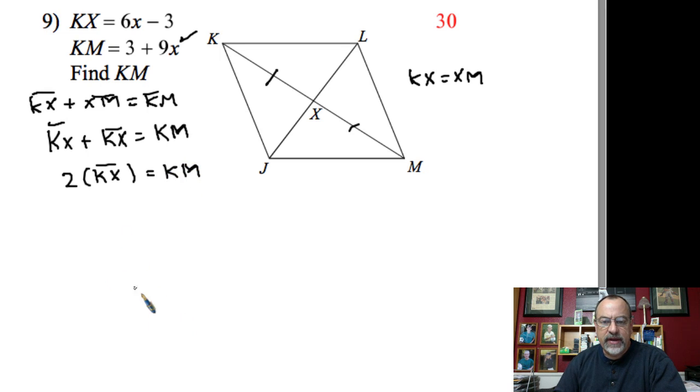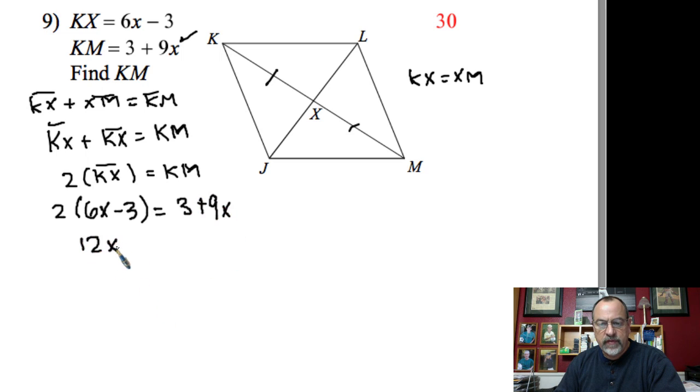Well, now that I have my equation, I can use this value for KX and this value for KM, and I can solve my equation. So I have 2 times 6x minus 3 equals KM, which is 3 plus 9x. And then we can solve. So I have 12x minus 6 is equal to 3 plus 9x. So 3x is equal to 9, so x is equal to 3.